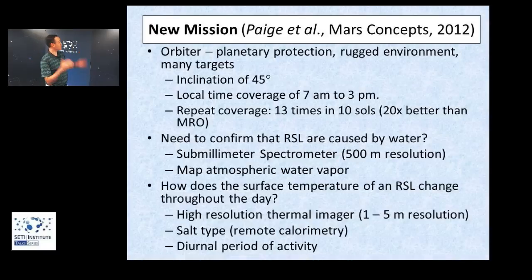So this was one of my backup slides if I was running late. This type of mission was thought about. Dave Page presented at the Mars Concept in 2012. He came up with an orbiter would be best. We have planetary protection issues getting into these craters. These are special areas because they might have flowing water, there might be bacteria there. We could bring a bug that could actually colonize these areas. They're very rugged.